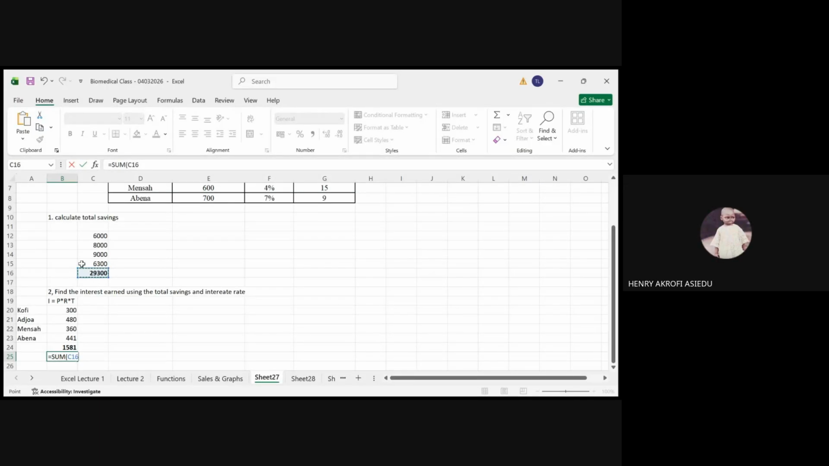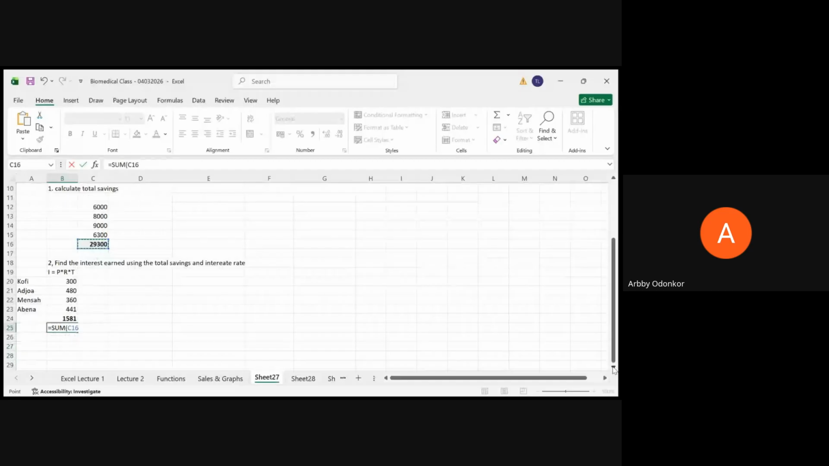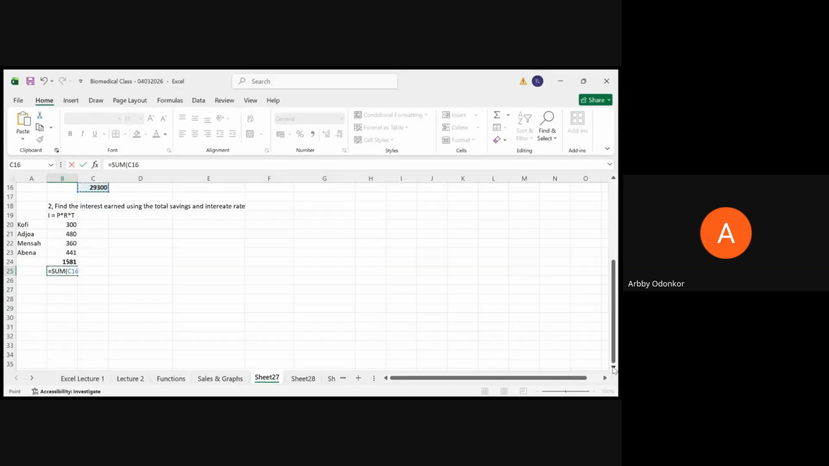The total for the savings was 29,000. And then plus the total for the interest, which was what? 1,581. And then we get 30,881 as the total.